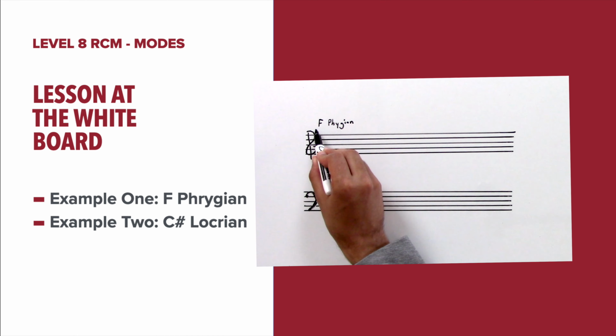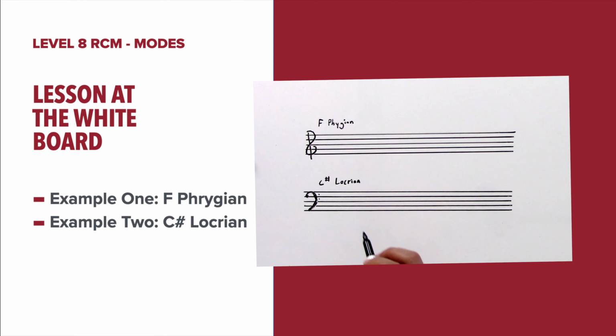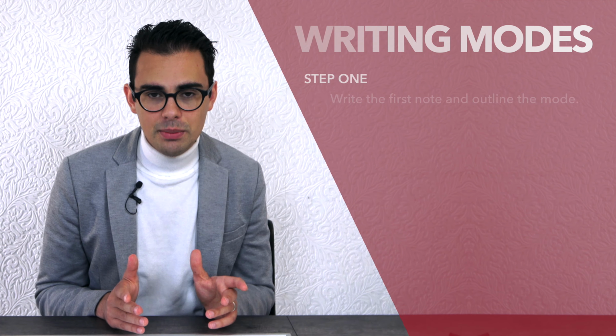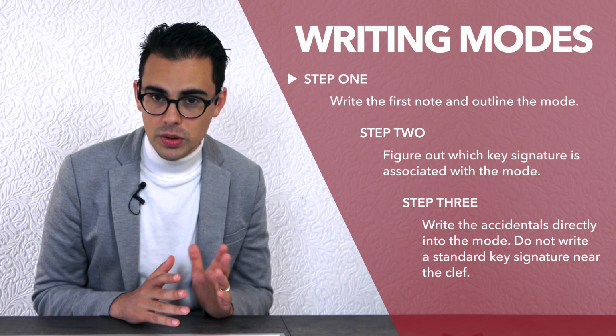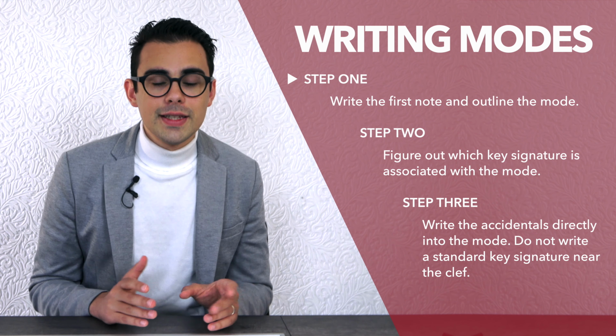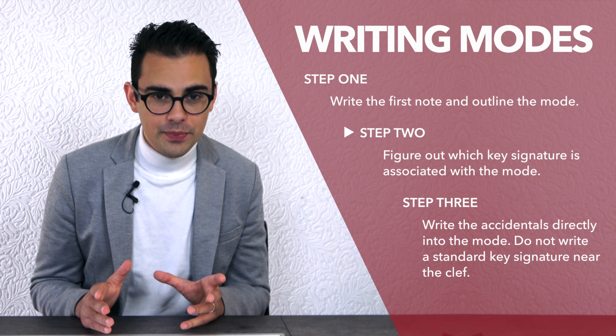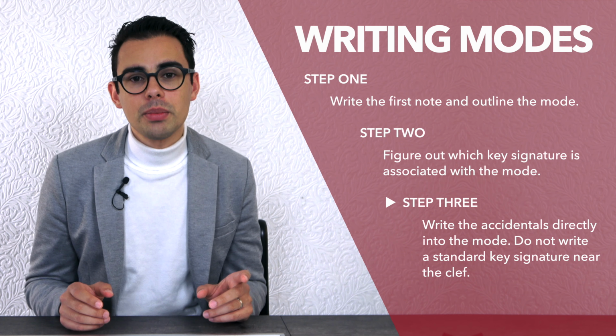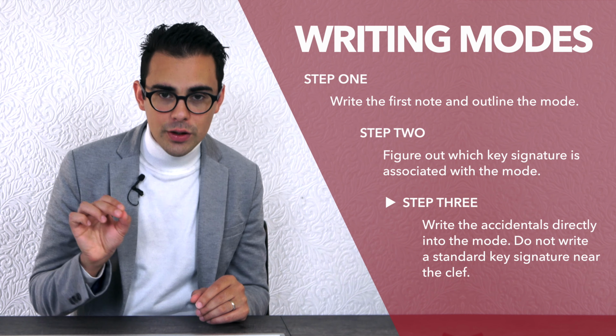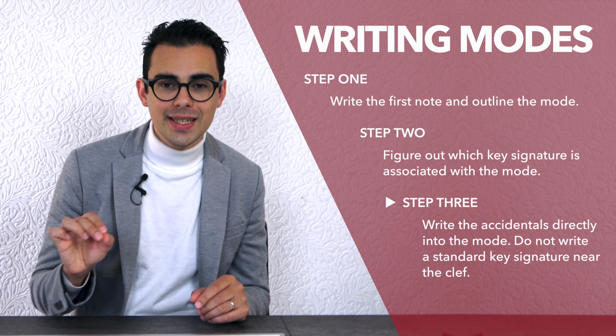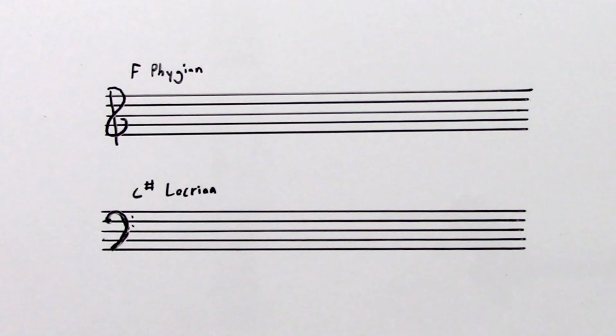So here we are at the whiteboard, and we are going to practice writing two different modes so that you can get a hang of the steps and be ready to write your level 8 exam. Remember, the first step is to write the first note of the mode, and then the next step is to figure out whose key signature you're borrowing. And then finally, the third step is to take that key signature and write out the accidentals actually in the mode on the page. So down here, we have two questions.